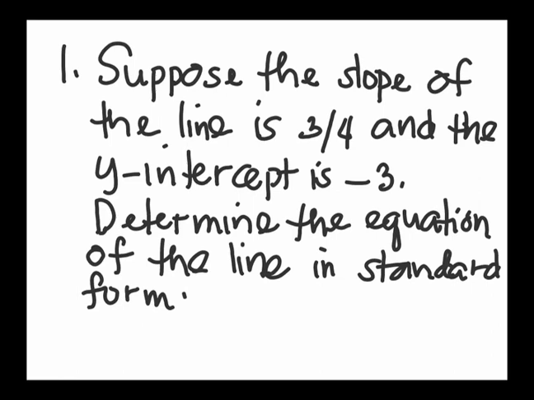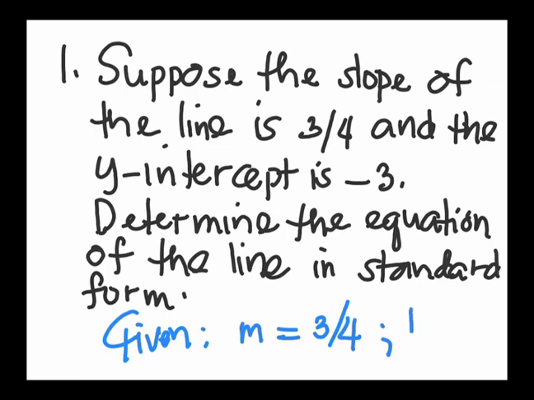Now let's have some examples. Let's take a look at this first example. Suppose the slope of the line is 3/4 and the y-intercept is -3. Determine the equation of the line in standard form. Right? So here we are given the slope to be equal to 3/4 and the y-intercept denoted by b to be equal to -3.